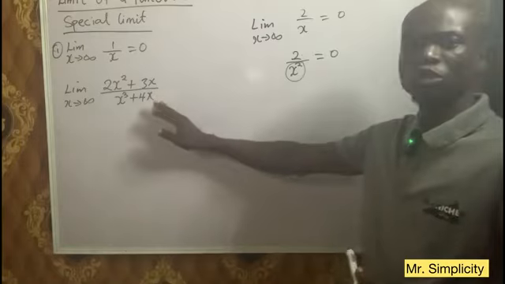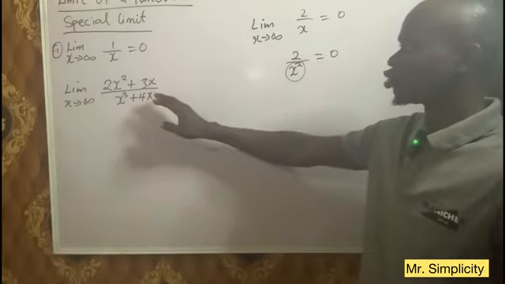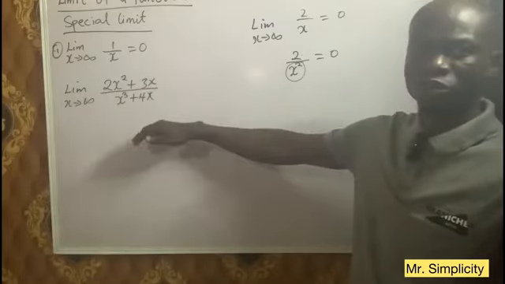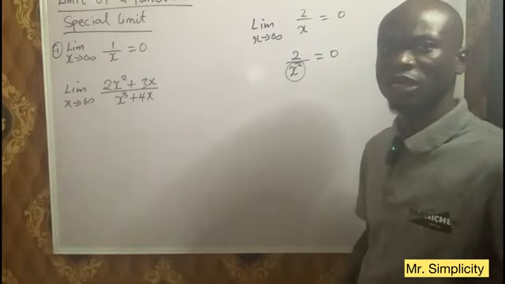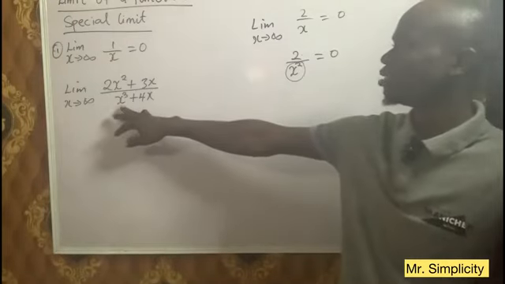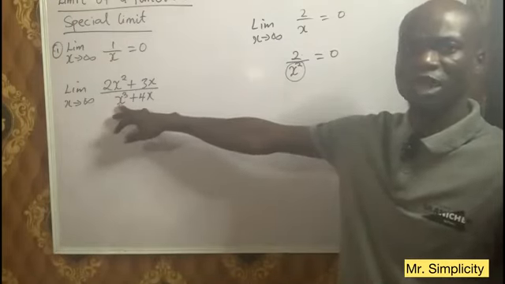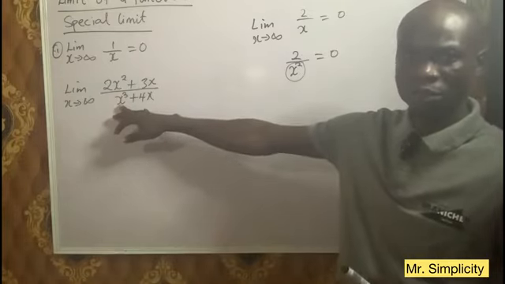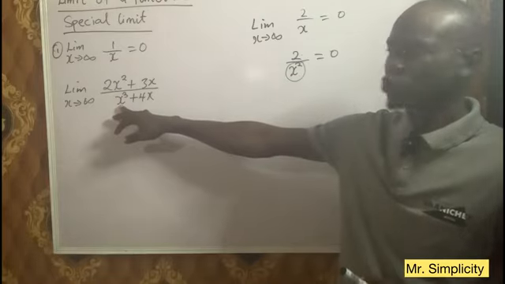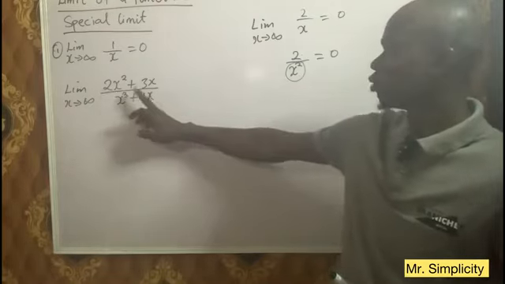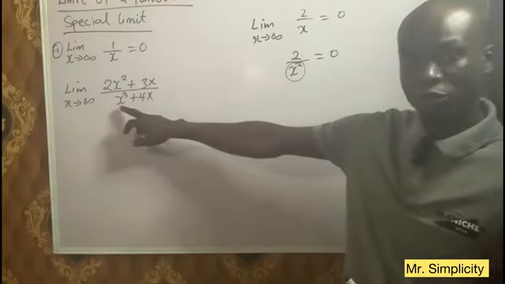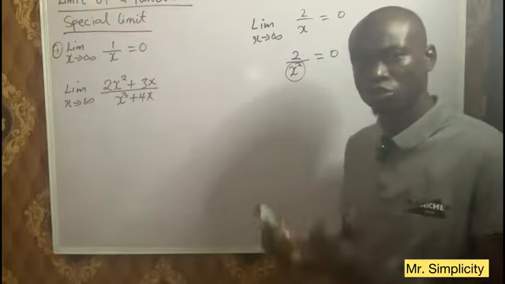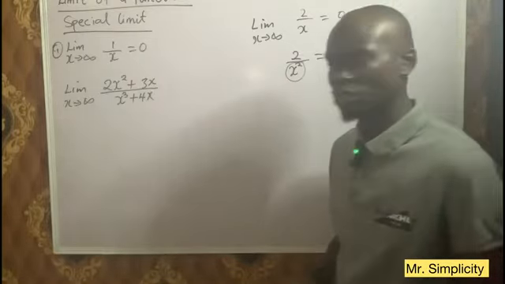So if I apply it to this question, what I just need to achieve here is to make all the terms a constant over x, or just a constant. To achieve that, you need to divide every term by the variable with the highest power. The highest power here is x cubed. So I'm going to divide 2x squared by x cubed, 3x by x cubed, and 4x by x cubed. If I do that, I'll be able to reduce it to where the limit can be applied. So let's see that.